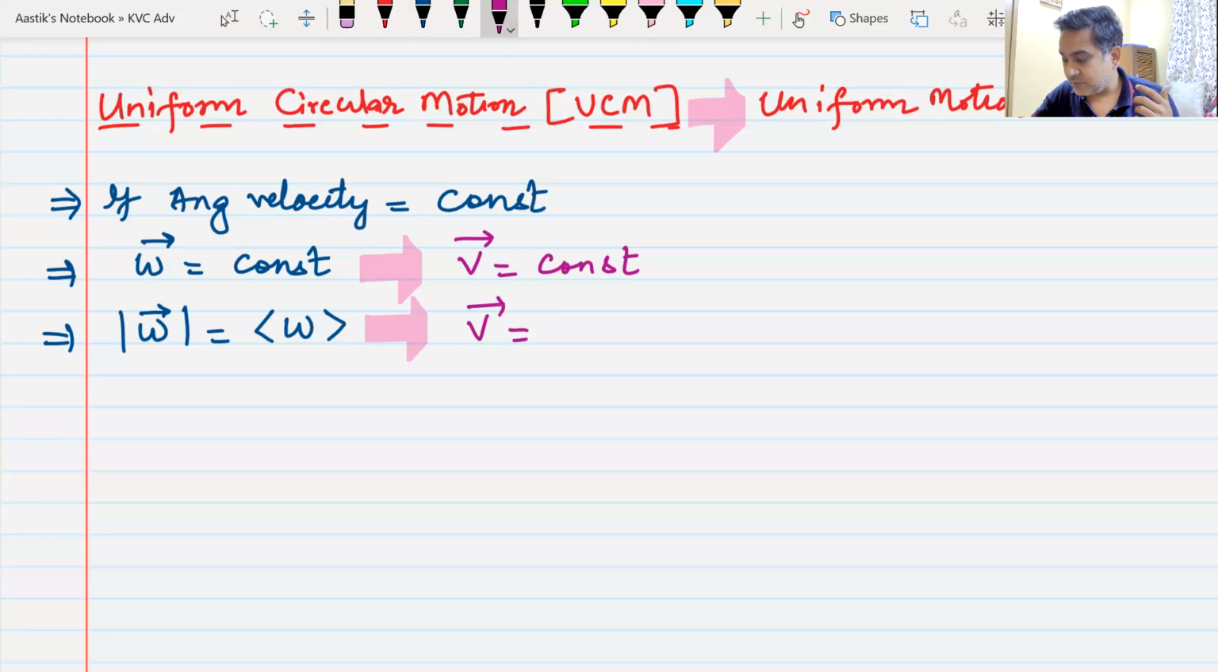The average value and instantaneous value became equal. Here also, average and instantaneous become equal. The only thing is one is a vector, the other one is a scalar. That is a problem.